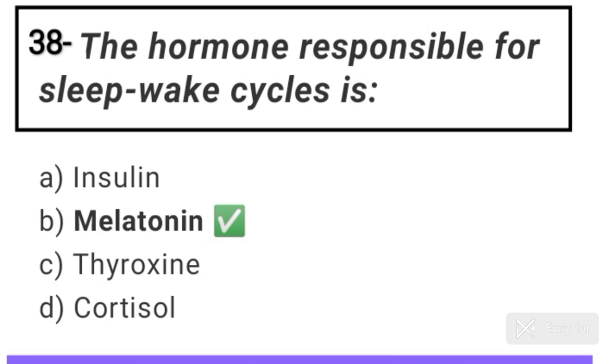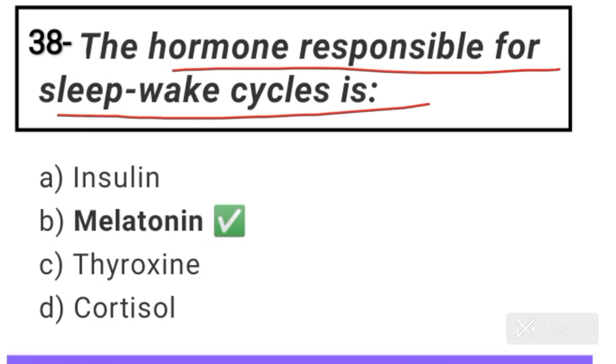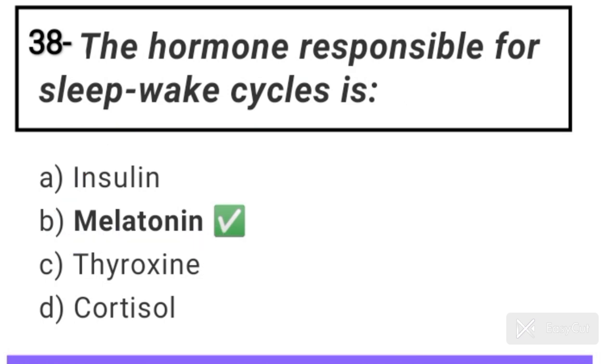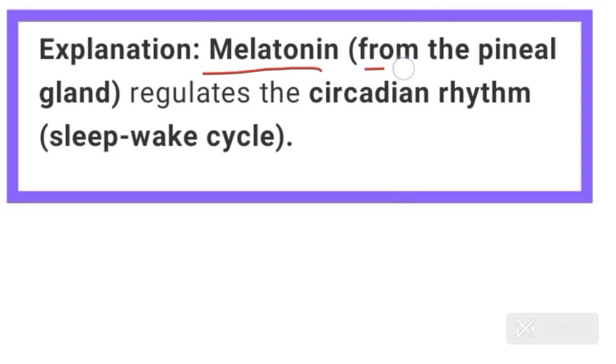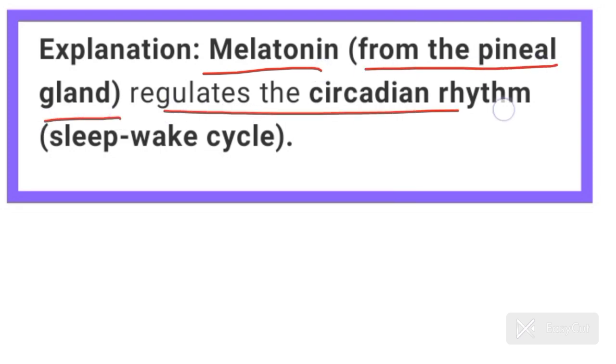Question number 38. The hormone responsible for sleep-wake cycles is? Answer is option B. Melatonin hormone is responsible for sleep-wake cycle. Melatonin released from the pineal gland regulates the circadian rhythm, the sleep-wake cycle.